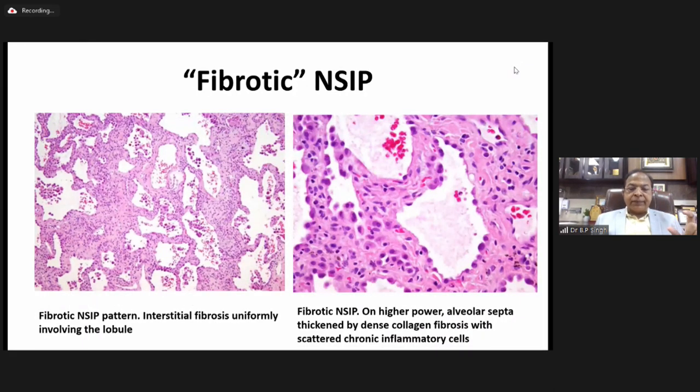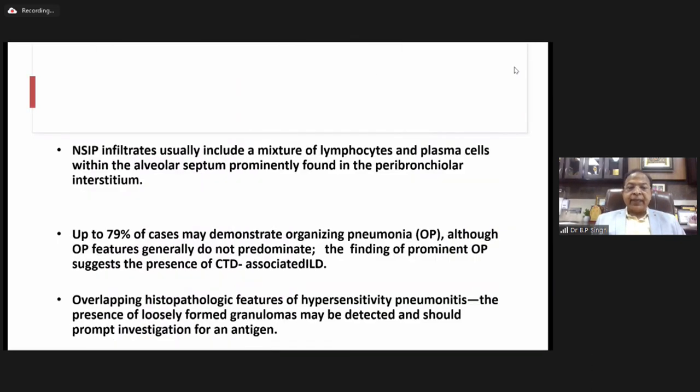In the fibrotic NSIP, there is an NSIP pattern where the interstitial fibrosis uniformly involves the lobule. And on high power, the alveolar septa are thickened by dense collagen fibrosis. In place of the cellular element, it is the collagen fibrosis with scattered chronic inflammatory cells. That is the fibrotic NSIP.